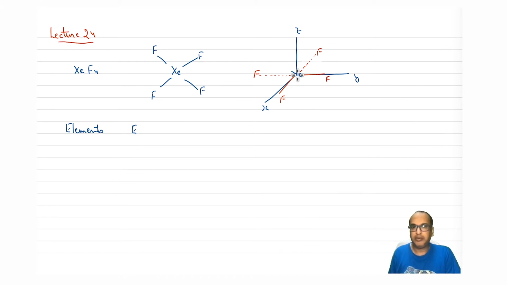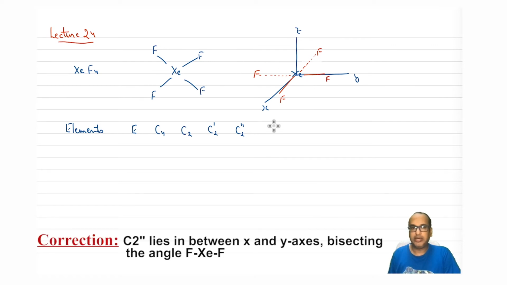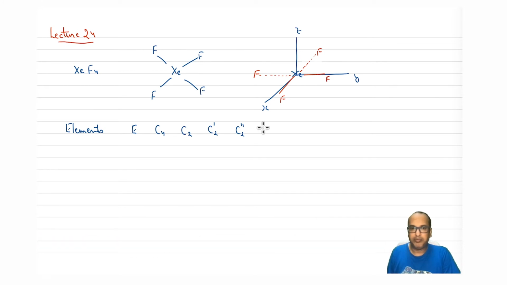Then you have the C4 axis, which is lying along Z, right? Collinear C2 axis, which is also along Z. Then you have, let's call it C2 prime, which will be lying along F-Xe-F, which is along the X-axis. So this is basically a C2 prime lying along the X-axis. Then you have C2 double prime, let's call it, which is lying between the X and Y axes. Now what else do we have in this? We have inversion, right? Inversion center is there.